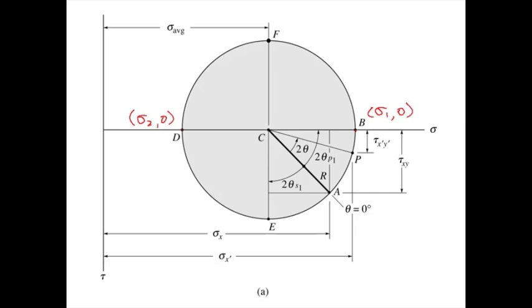And then we have E. E is the maximum value for shear. Coordinate is sigma average, tau max. And F is the other location of the plane where you have the maximum shear stress. So the coordinate is still sigma average, but minus tau max.